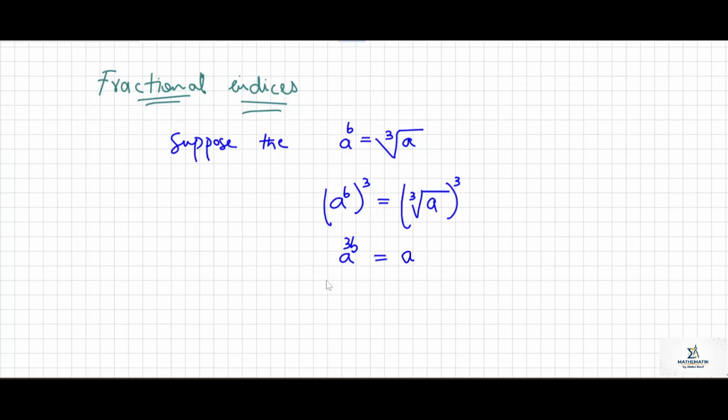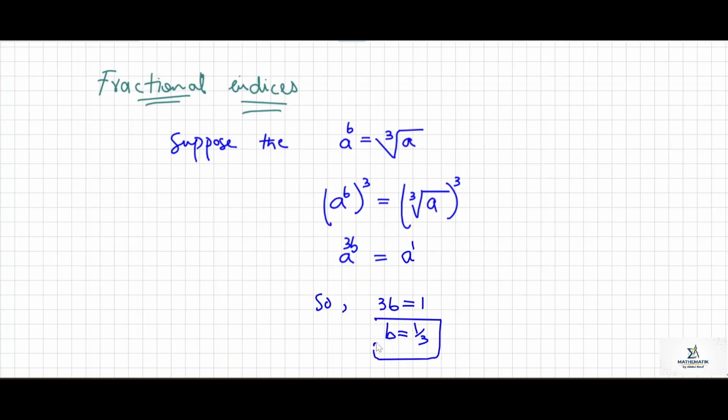Now, when two numbers are equal, it means their indices are also equal. So from this you can imply 3b is also 1. 3 into b is equal to 1, and a also has power 1, so index 1. So now you can write b as b is equal to 1 by 3.